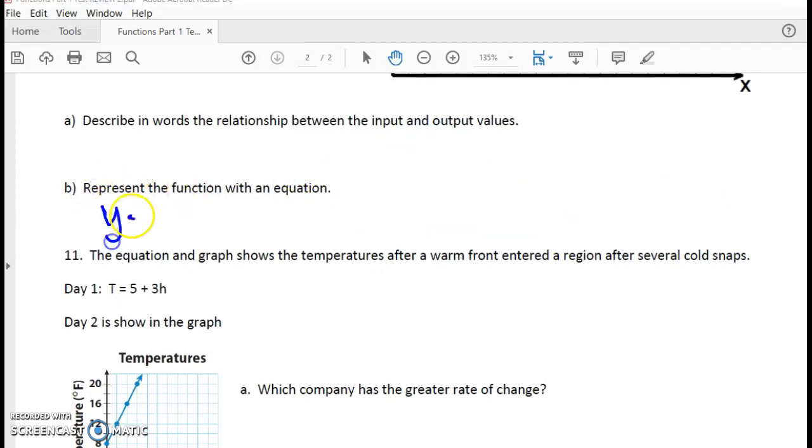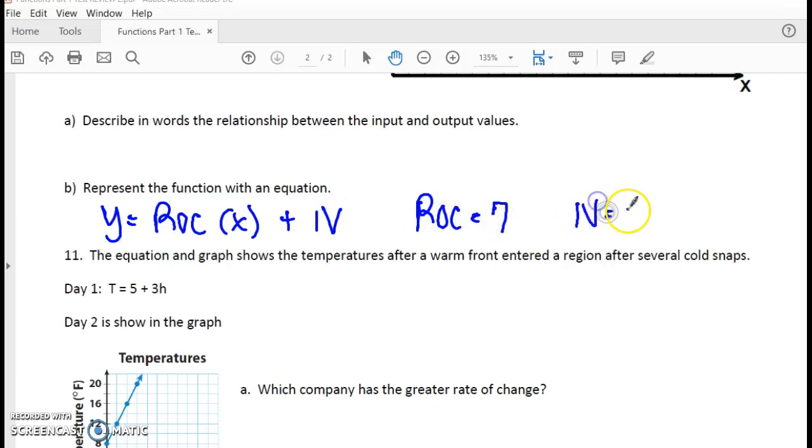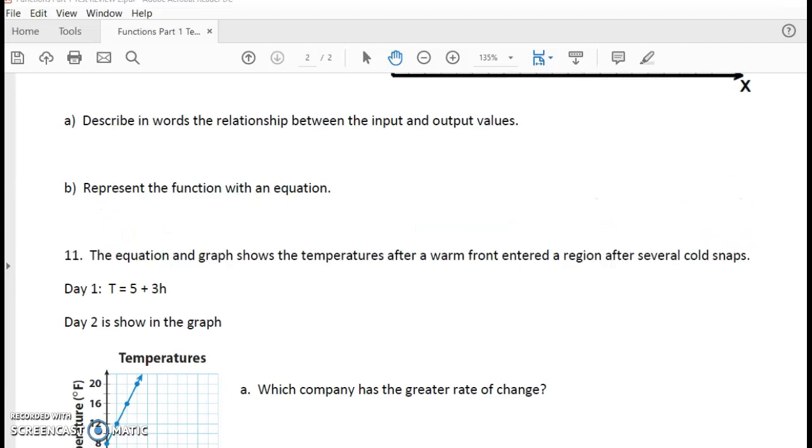So the equation is y is equal to the rate of change times your x plus your initial value. Well, our rate of change was 7. Our initial value was 0. Therefore, our equation is y is equal to 7x. And we don't do plus 0. It's understood to be there. All right. I might get done, y'all.